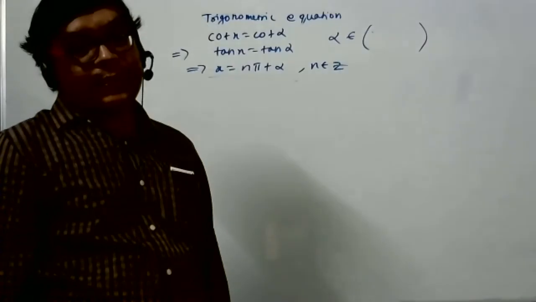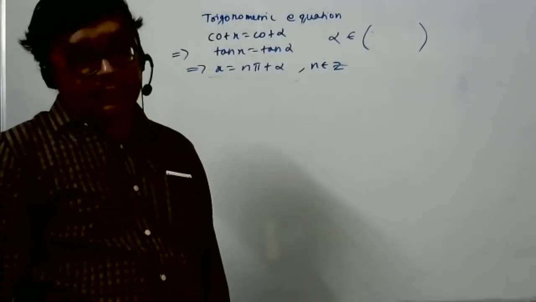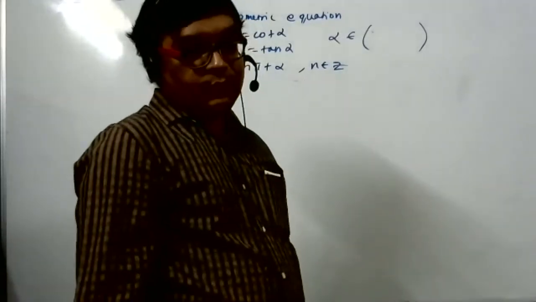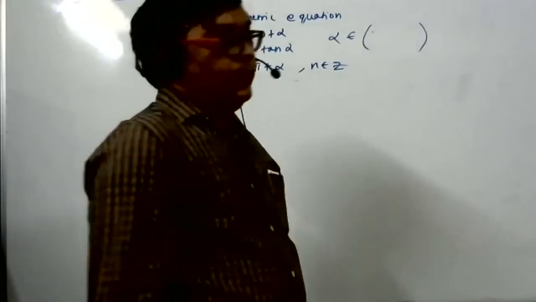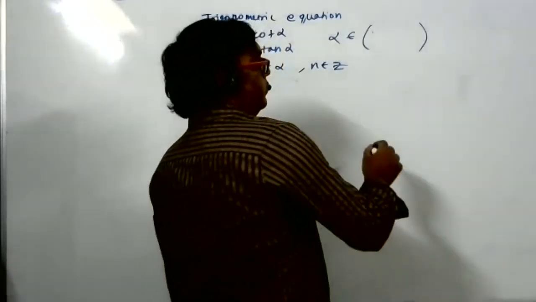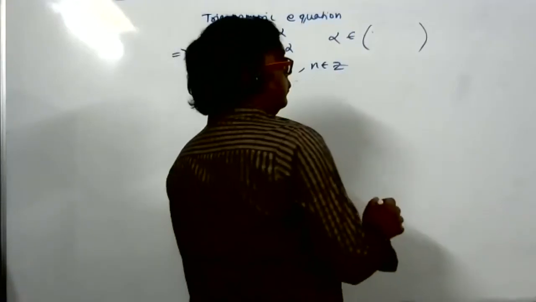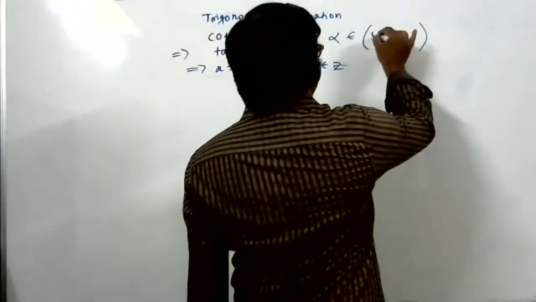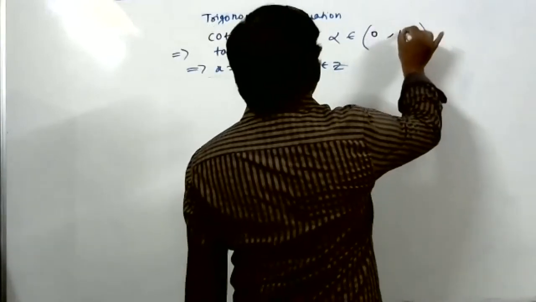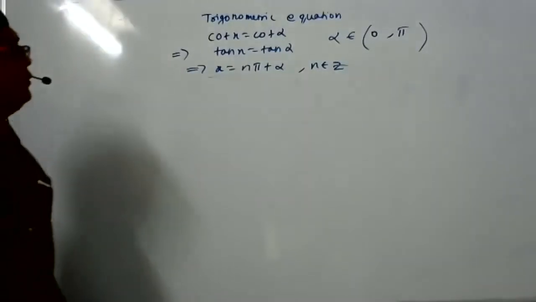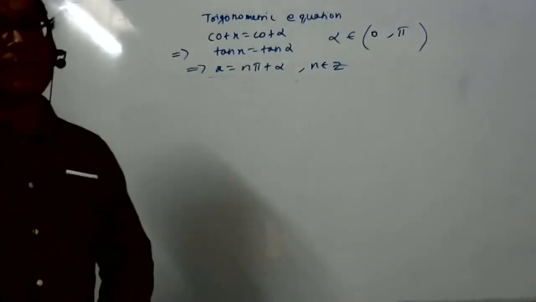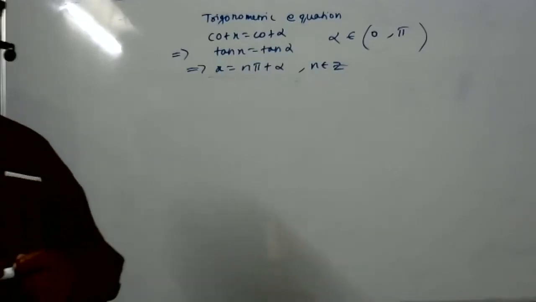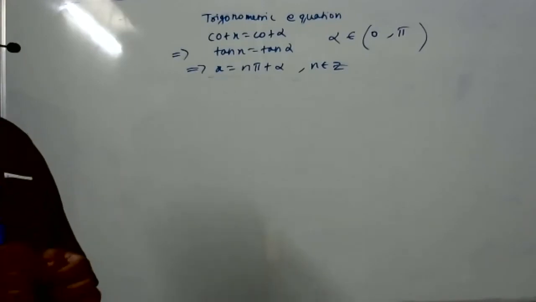For secant x I wrote again. For secant you wrote again, sir. What did I write? Sir, alpha belongs to closed bracket 0 and pi minus pi by 2. Here it is 0 to pi. Open bracket 0 to pi. Secant x, I have changed now. It is from 0 to pi minus pi by 2. Did I change?